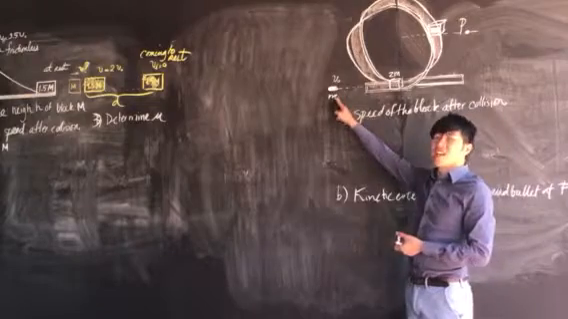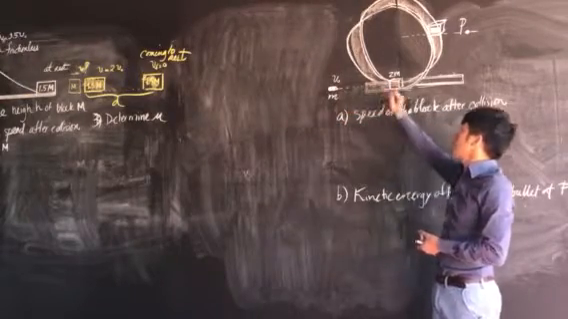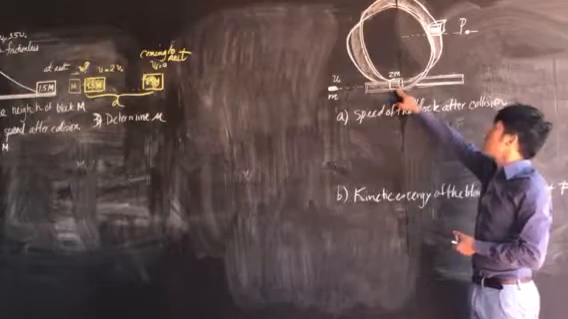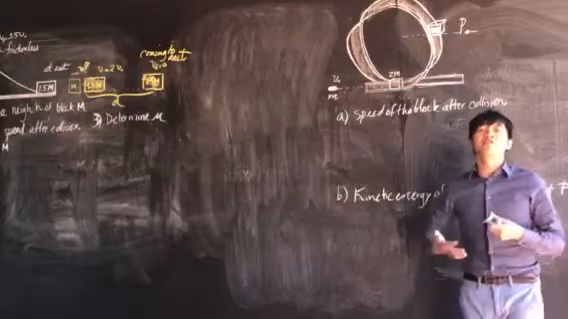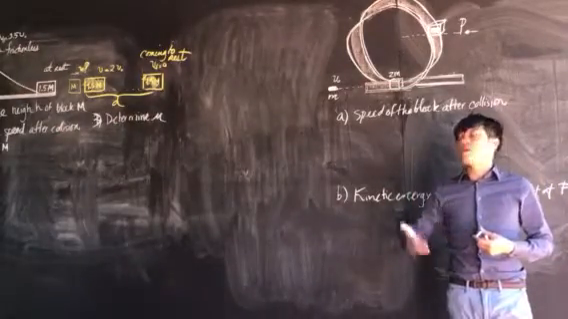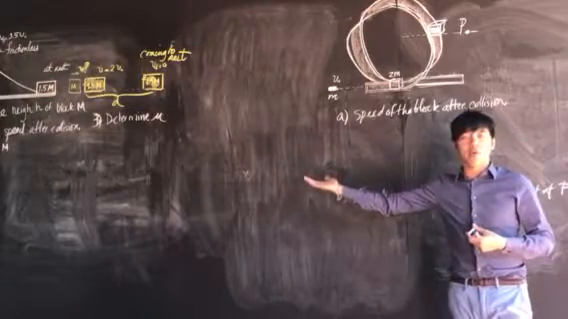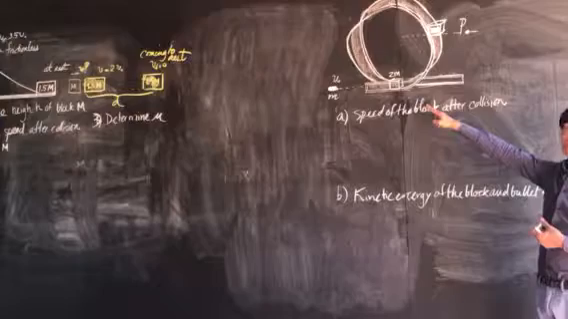This is a bullet, mass m, that has velocity v naught, coming and hitting the block. And then after collisions, how do we know if there is a collision? Because there are two different types of collision. One of them is called elastic collision, which I will show you on the second board. But this one, the key word is when it sticks together.